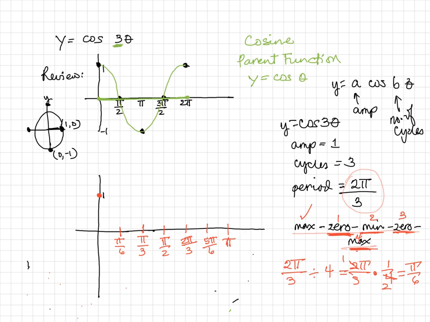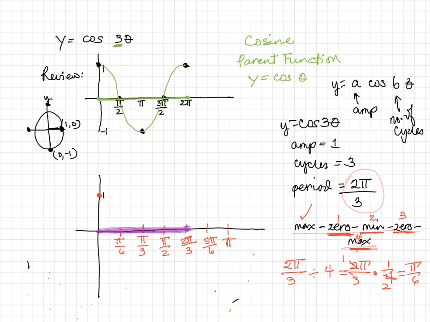Now you have to remember, the goal is to finish one cycle when it reaches 2 pi over 3. This is the length of my period. Remember, one period is equal to a complete cycle, the horizontal length when one cycle is completed. So the goal is 0 to 2 pi over 3.